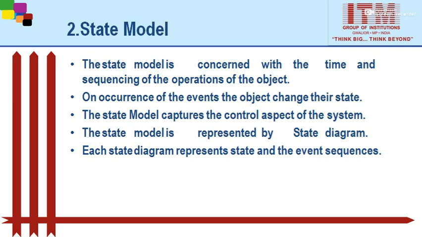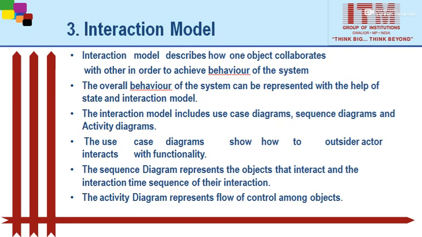Let us move further. Till now we have studied about class model and state model. The third type of model is called interaction model. So the interaction model basically describes how one object can interact with another object, or you can say how one object collaborates with another in order to achieve behavior of the system.